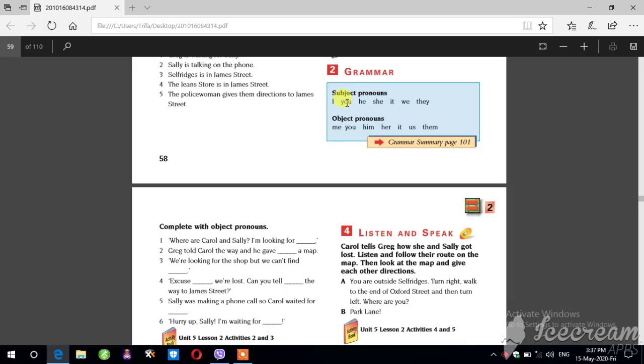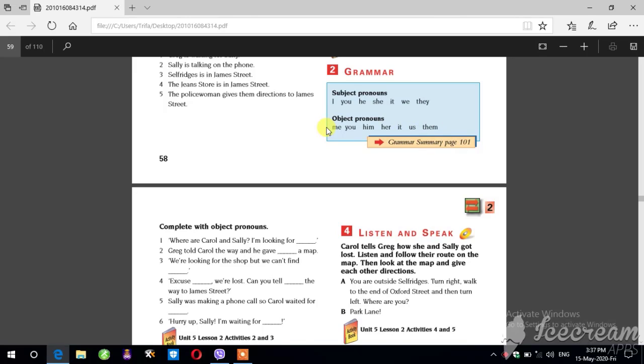But you, the same you. It doesn't change. He, it will be him. She will be her. It, the same it. We change we for us and they for them. So these pronouns are called subject pronouns, and these pronouns are called object pronouns.